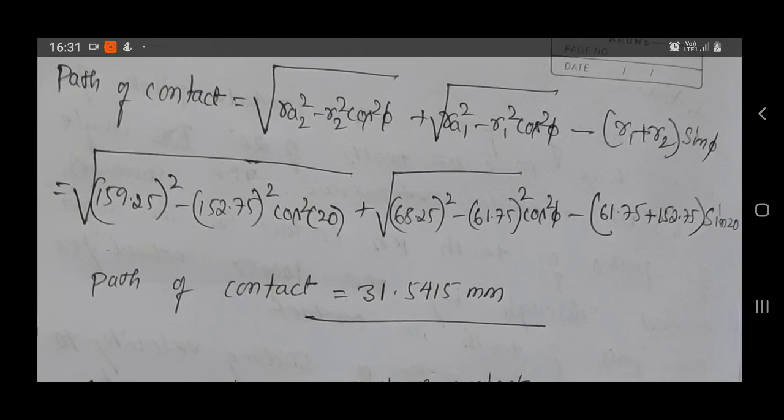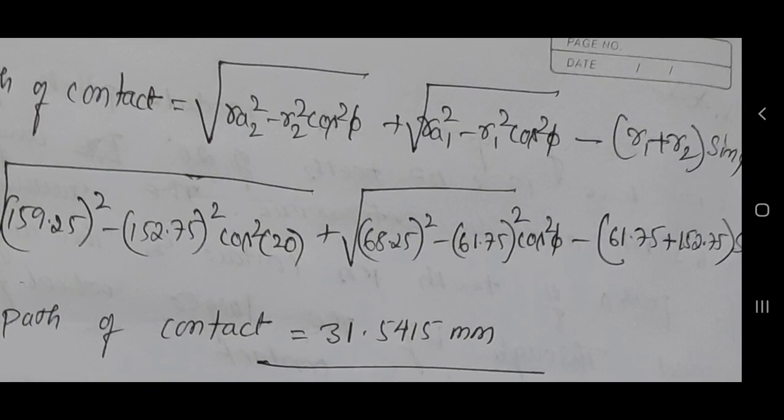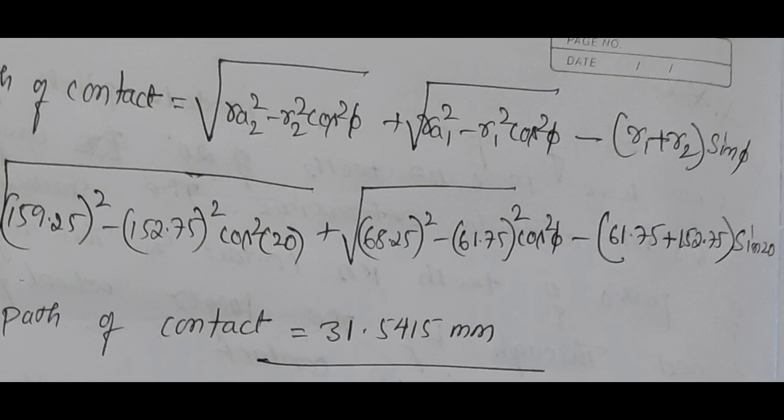So now we can easily find out the solution for the path of contact. Look over the equation. What is path of contact? Square root of RA2 square minus R2 square cos square phi plus root of RA1 square minus R1 square cos square phi minus (R1 plus R2) sin phi. RA2 we know, R2 we know, RA1 we know, R1 as well as the phi we know.